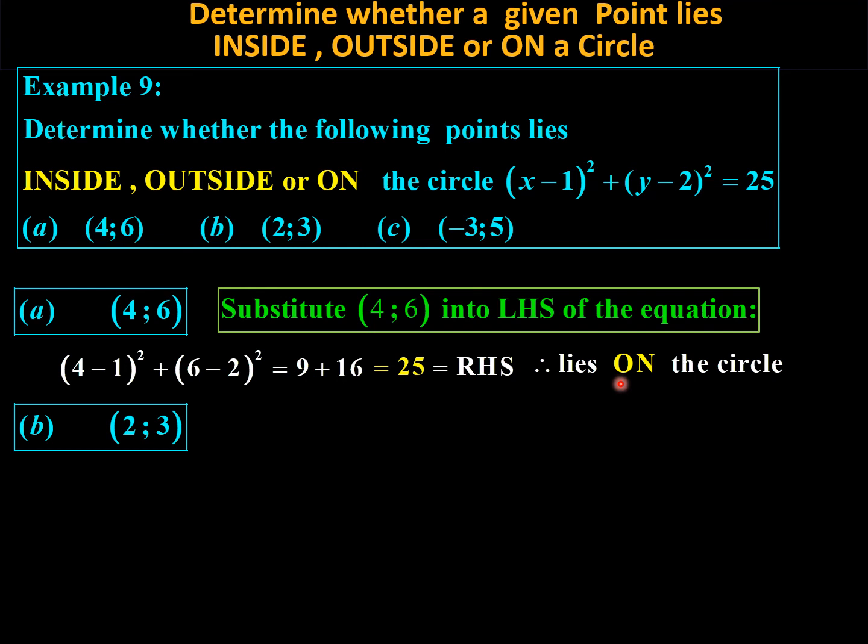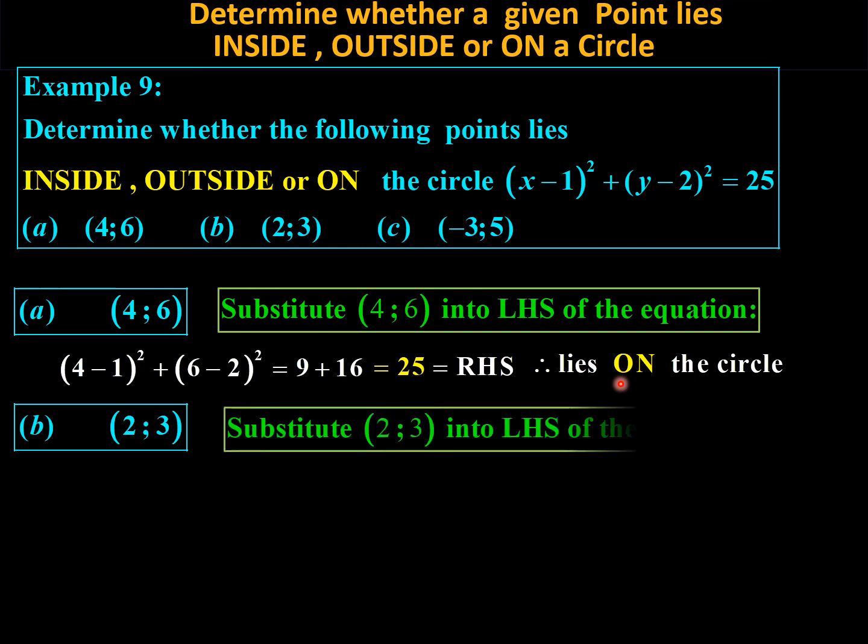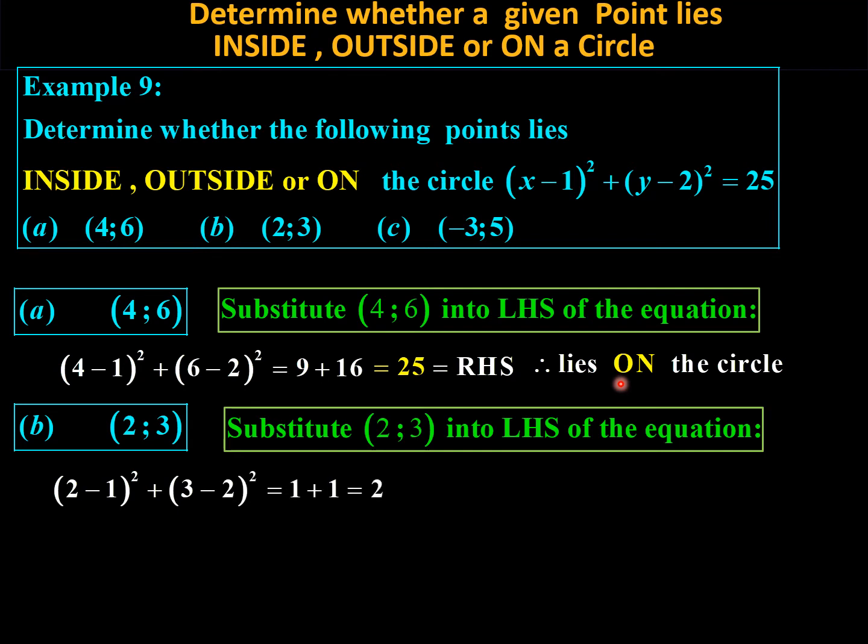Let's take the other point, 2 and 3. Let's substitute that into the left-hand side, and we end up with a 2. Now 2 is not equal to the right-hand side. In fact, 2 is less than the 25. And because it's less than the 25, we will say it lies inside the circle. So if it's equal, it's on. If it's less, then it is inside.